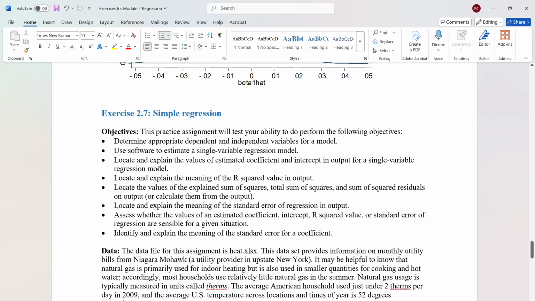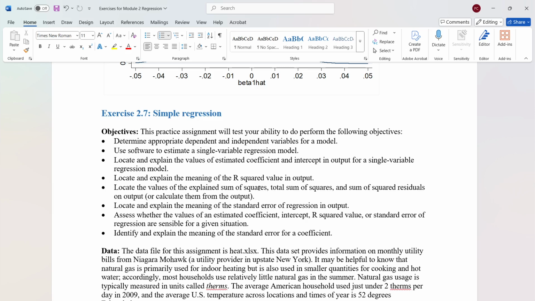Now you should have lots of practice at that. Locate and explain the meaning of the R-squared value in output. Locate the values of the explained sum of squares, the explained part, right, the regression part, the total sum of squares and sum of squared residuals on output, or calculate them from the output. Again, by now we should have lots of experience with these, and most of that ANOVA table should be reasonably straightforward, with the exception of the shape of an F distribution and how the F distribution translates to a p-value, sort of beyond the scope of the course.